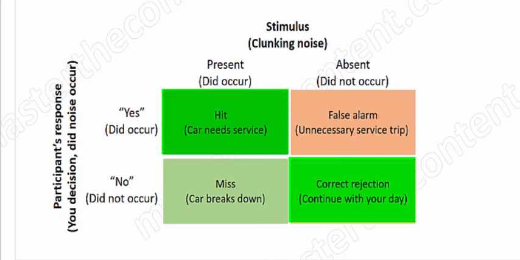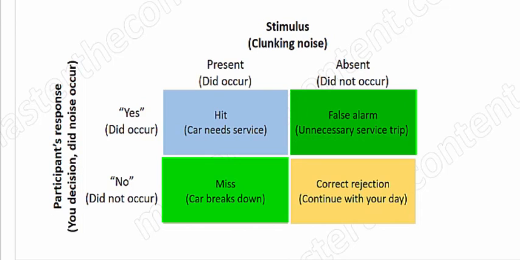We have two cases where the correct response is given and your decision leads to a positive result that is beneficial, that being the hit and correct rejection. Or additionally, we also have two cases where the incorrect response is given, and as you see here, your decision leads to a negative result that is costly, that being a miss and false alarm.